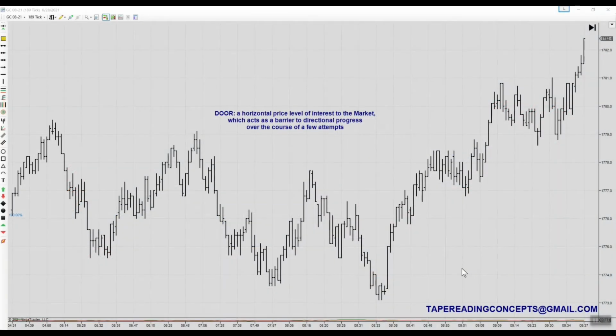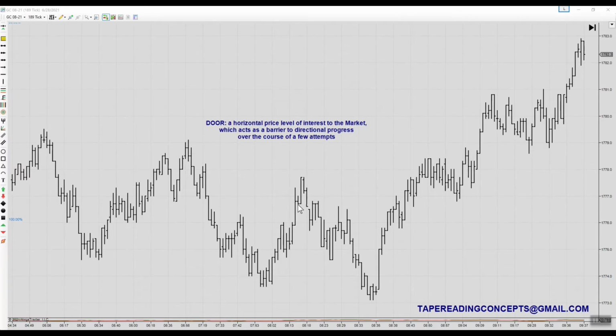In this short video, we're talking about a common piece of structure that we will encounter as we read the tape, namely the door. Our working definition of a door: a horizontal price level of interest to the market which acts as a barrier to directional progress over the course of a few attempts. So what do we have in front of us on this chart?